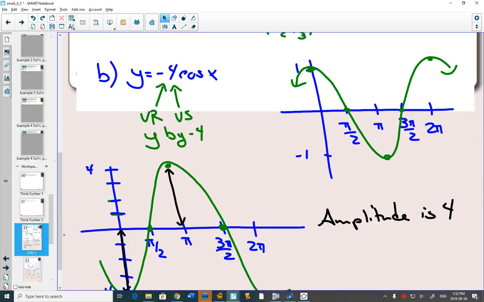So that's one thing you have to make sure that you're not just seeing A as amplitude. Oh, I gave you away my memorization technique. If there's a -4 out front, your amplitude is still +4.